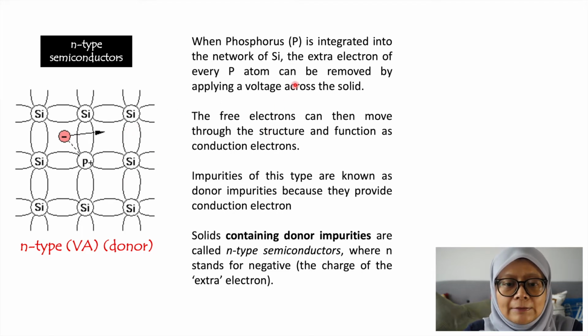So phosphorus can be considered a pentavalent impurity. Impurities of this type are known as donor impurities because we have extra electrons, and they provide the conduction electrons. This is the spare or extra electrons. And solids containing donor impurities, we call N-type semiconductors, where the N stands for negative, from the charge of the extra electron. So that's all for the N-type semiconductors.